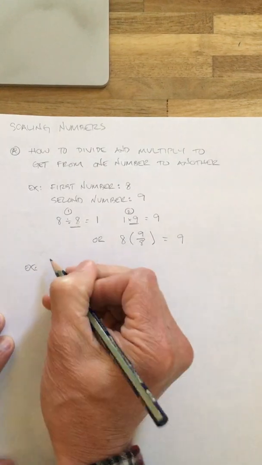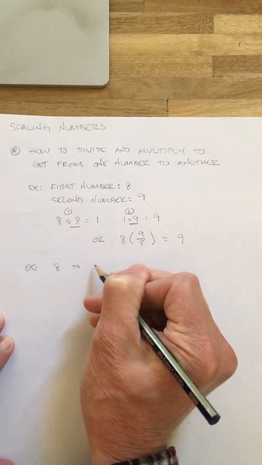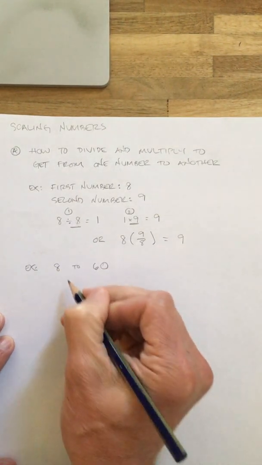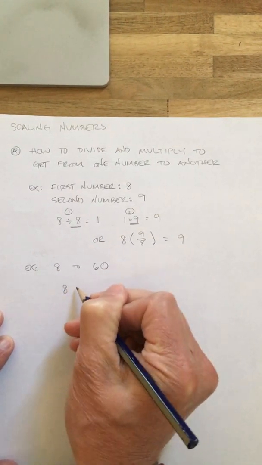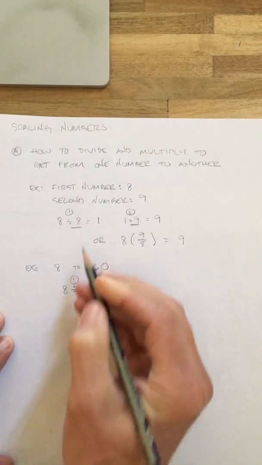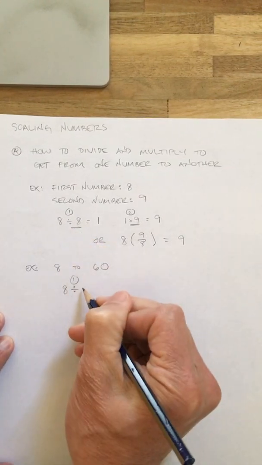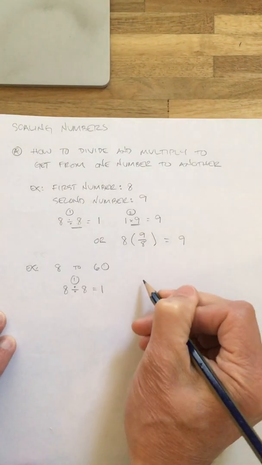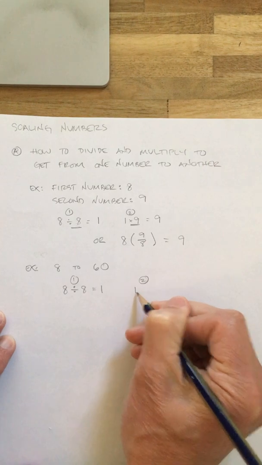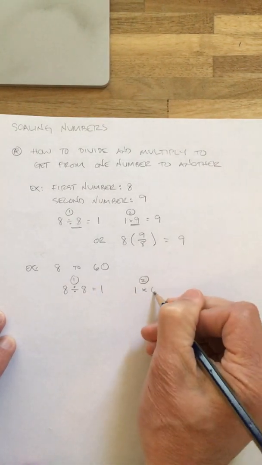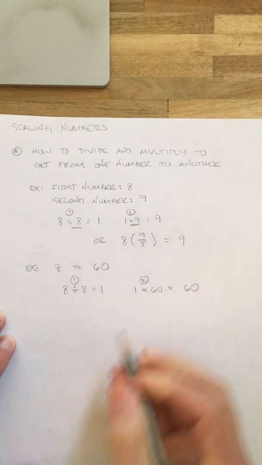Let's try to go from 8 to 60. Watch this. My first step, I'm going to divide by what? Well, what did I do here? I divided by 8, so divide by 8, and that gives me 1. Then my second step, I take that 1, and what do I need to times it by to get 60? 1 times 60 equals 60.